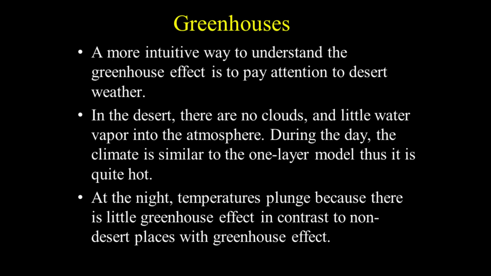A more intuitive way to understand the greenhouse effect is to pay attention to desert weather. In the desert, there are no clouds and little water vapor in the atmosphere. During the day, the climate is similar to the one-layer model, thus it is quite hot. At night, temperatures plunge because there is little greenhouse effect, in contrast to non-desert places with greenhouse effect.